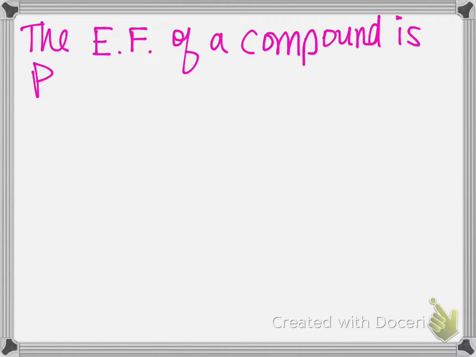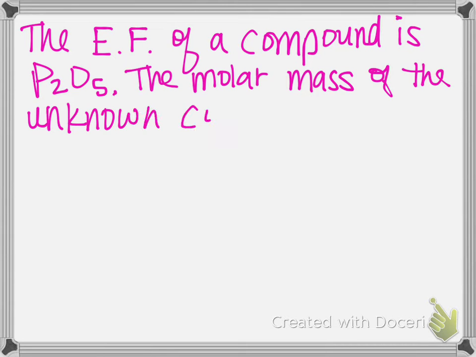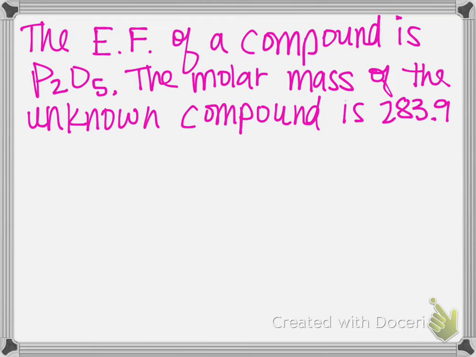is P2O5. The molar mass of the unknown compound is 283.9 grams per mole. What is the formula?